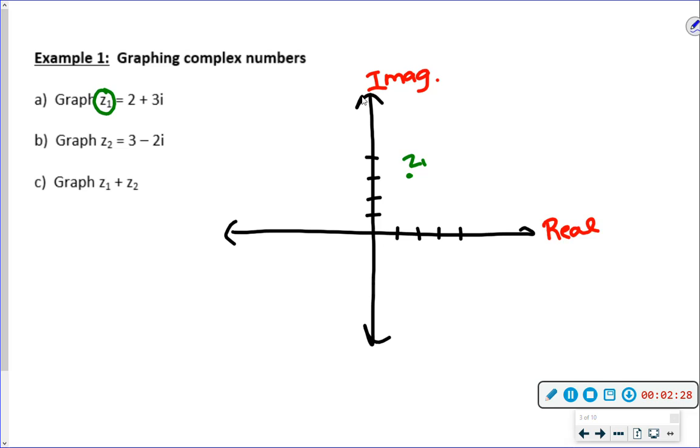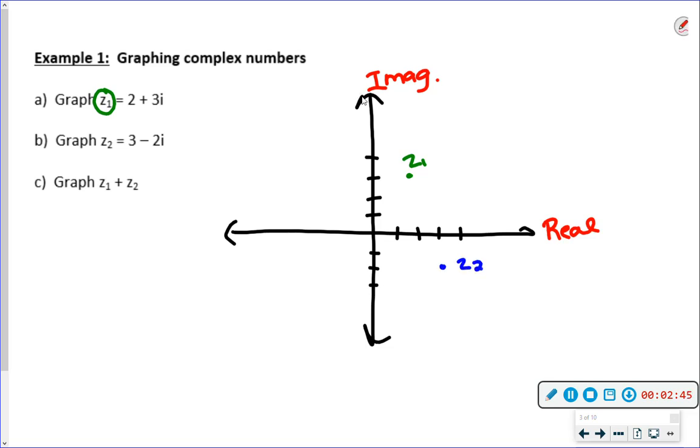All right, 3 minus 2i. So I'm going to go right 3, and then we have to go, I need to add a couple, don't I? Down 2. Right 3, down 2. And I'm going to label that, that's my Z2 point.